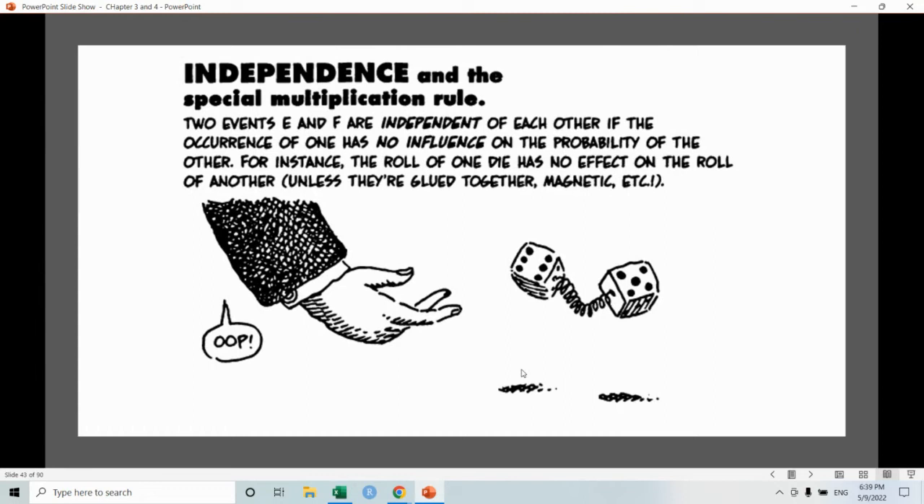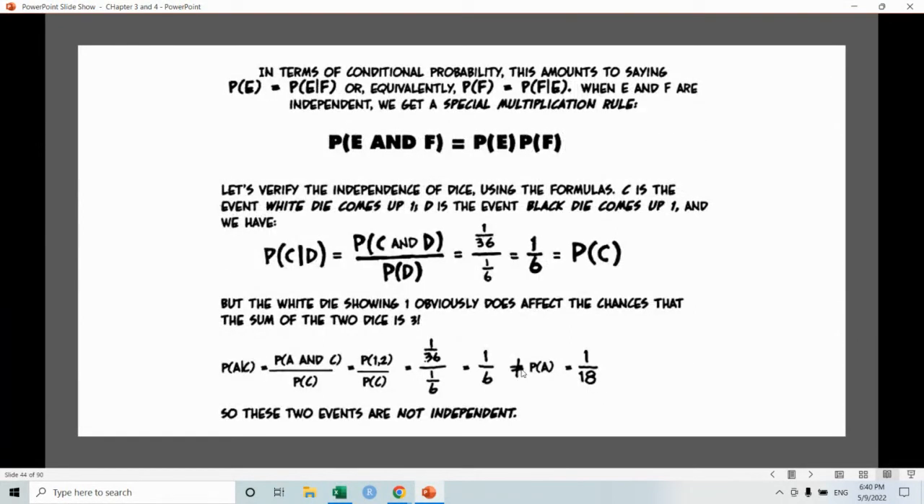Independence and the special multiplication rule. Two events, E and F, are independent of each other if the occurrence of one has no influence on the probability of the other. For instance, the roll of one die has no effect on the roll of another, unless they're glued together magnetically, or unless we're cheating somehow. In terms of conditional probability, this amounts to saying that the probability of E is equal to the probability of E given F, or equivalently, the probability of F equals the probability of F given E, when E and F are independent. And we get a special multiplication rule: the probability of E and F, or the intersection, is just equal to the probability of E times the probability of F, but only under this special rule.